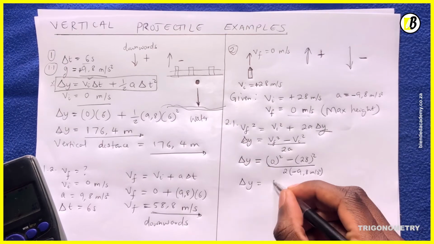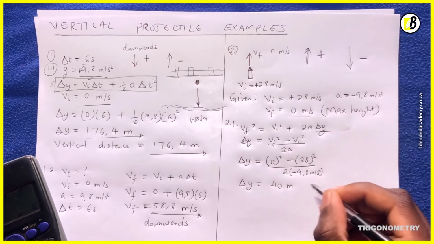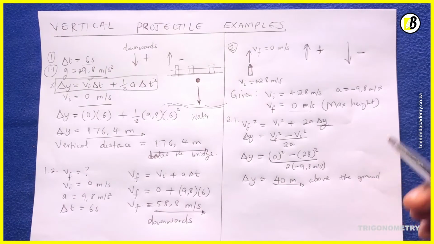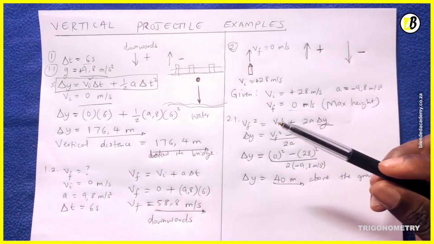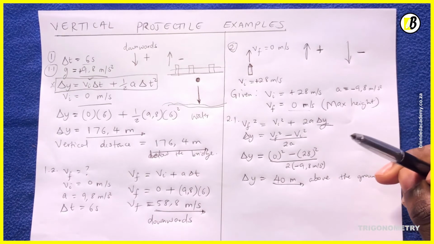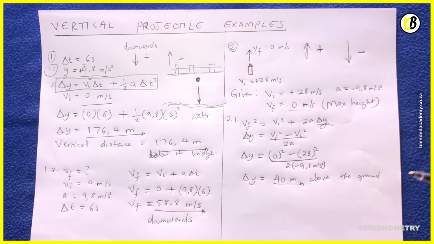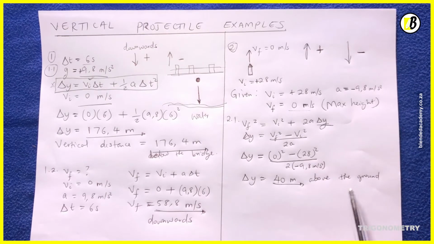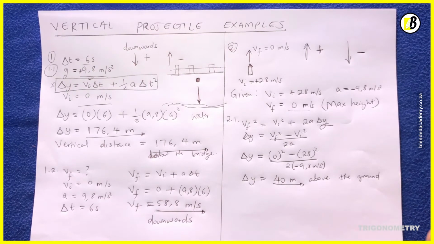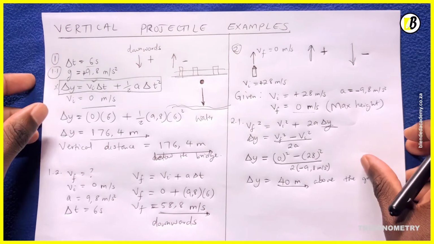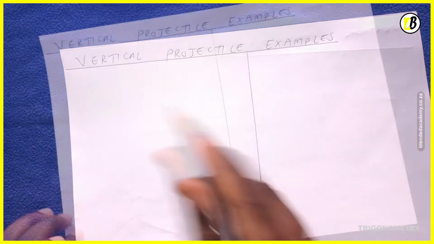So this is going to be 40 meters above the ground. This is the solution to the first part of our question, where we are required to calculate the maximum height reached by the bullet: 40 meters above the ground. It's very important for you guys to include such information when you're dealing with such problems. You need to show your examiner that you know what you're talking about. So give them complete solutions. Now let's move on to the second part of the same question.